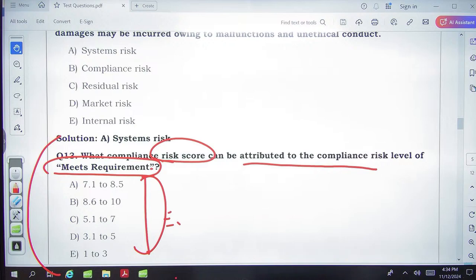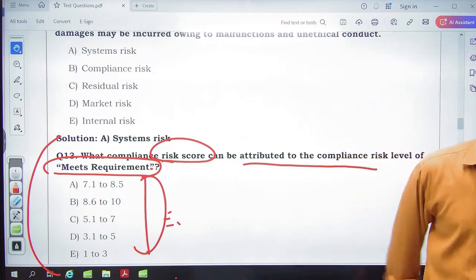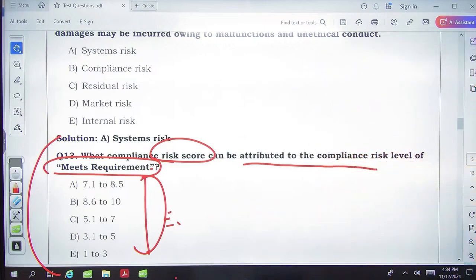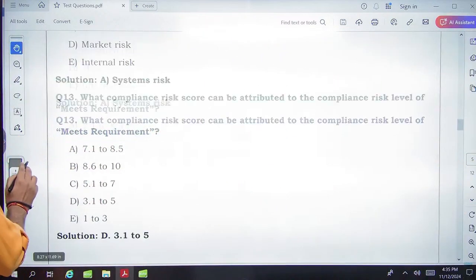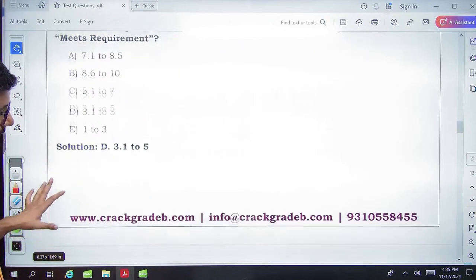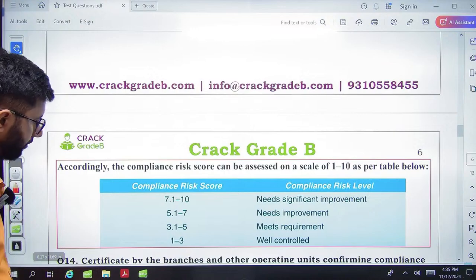And this is the last question for today. Try and do this. What do you think is the correct answer? So yeah, the correct answer here is D, 3.125. Let's see it's stable also. Stable is very much important.